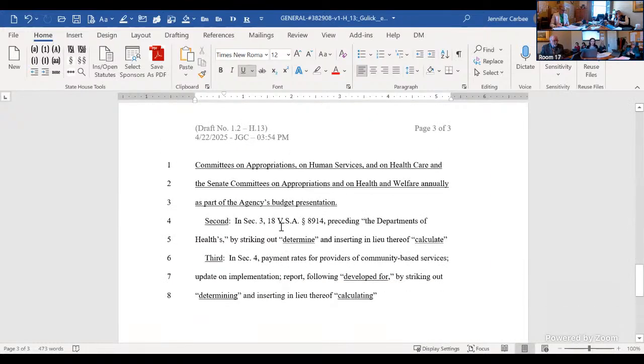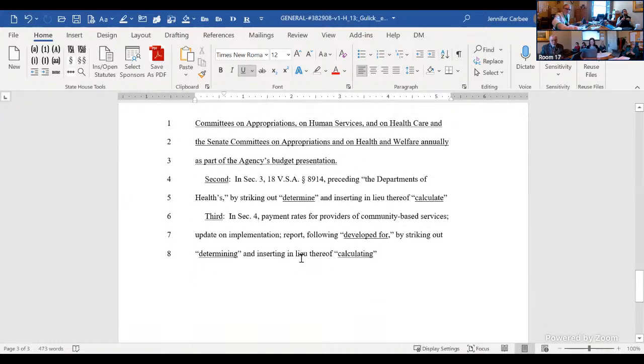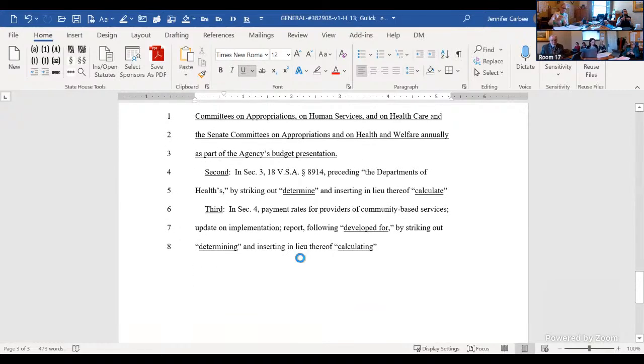In section 3, the designated and specialized service agencies section, I did not make any changes except to change determine to calculate, just so that it's consistent, and it still points over to the section 2 language. And then in section 4, again, I changed determining to calculating in the description of the methodology that the agency will be developing and therefore reporting. Hopefully that looks generally like what you expected.